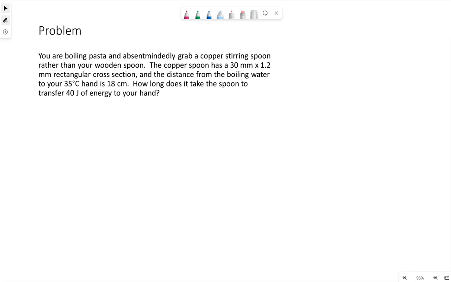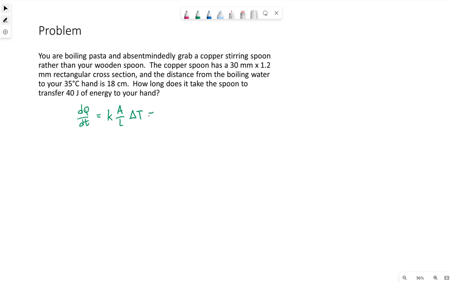All right, this is conduction again. Conduction, the rate at which the energy transfers or flows from one location to the other, is equal to K, the thermal conductivity, times A over L, A being the cross-sectional area, L being the distance the energy is transferring from one location to the other, times delta T. So here, from the water to your hand, delta T is the difference in temperature between those two locations. So we can find the rate at which the heat flows.